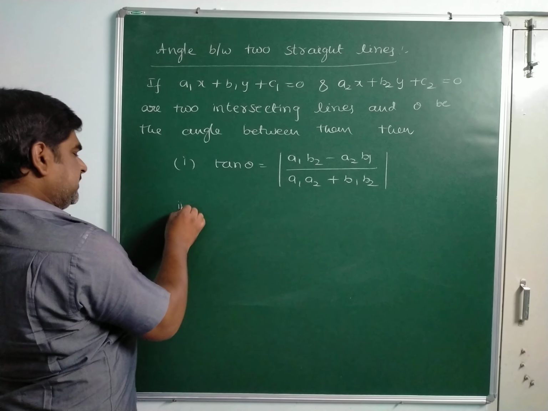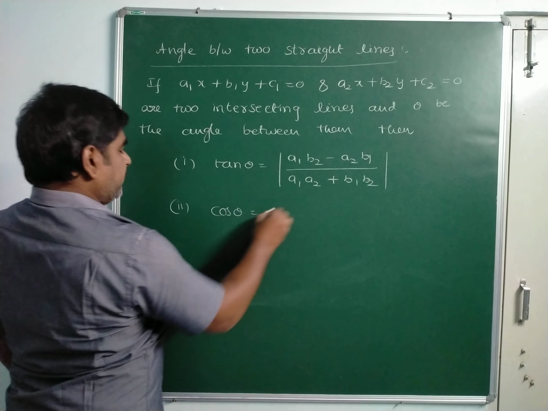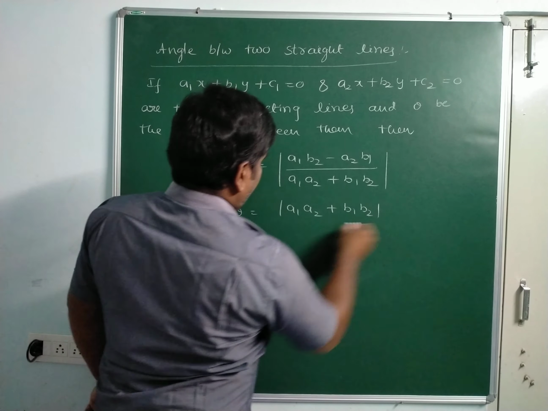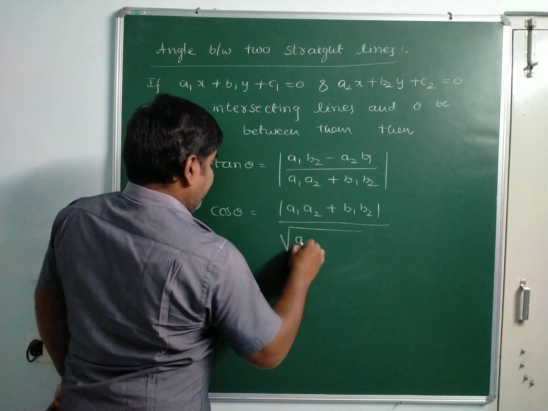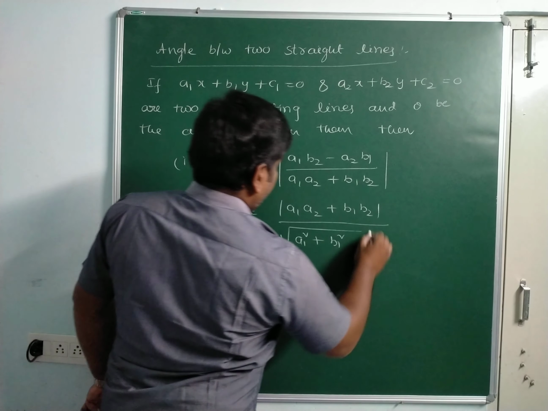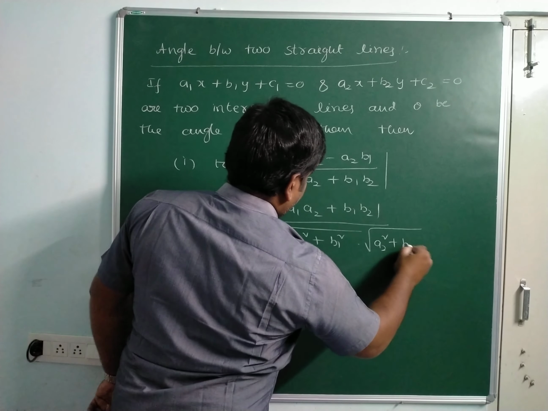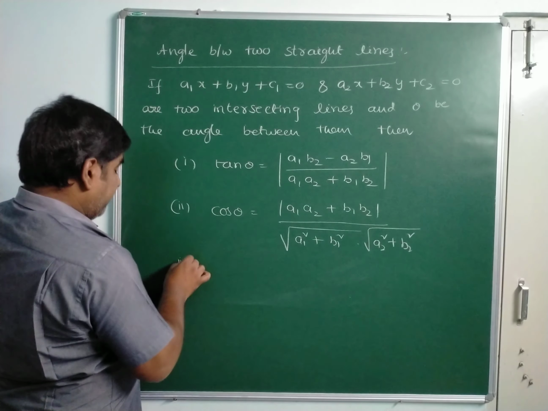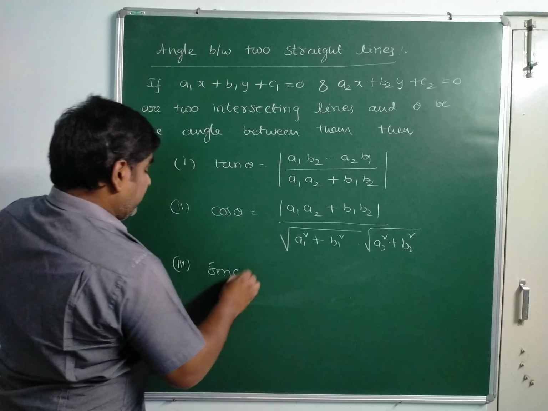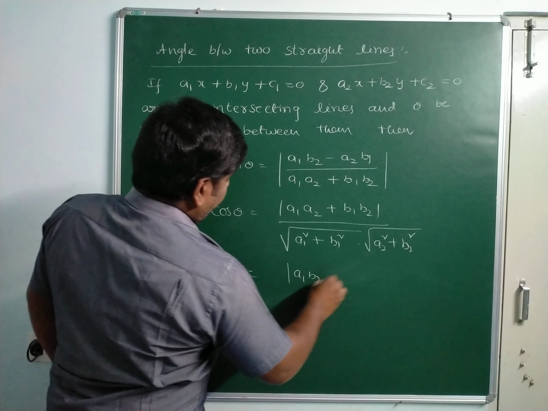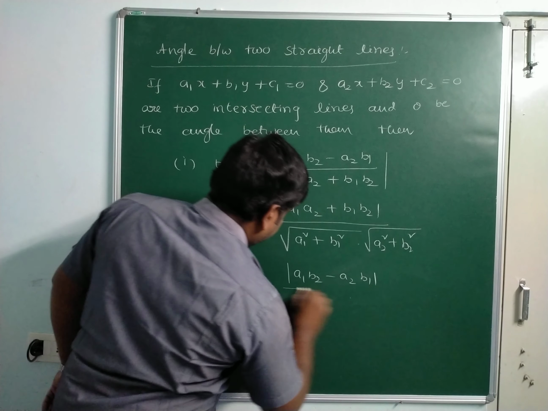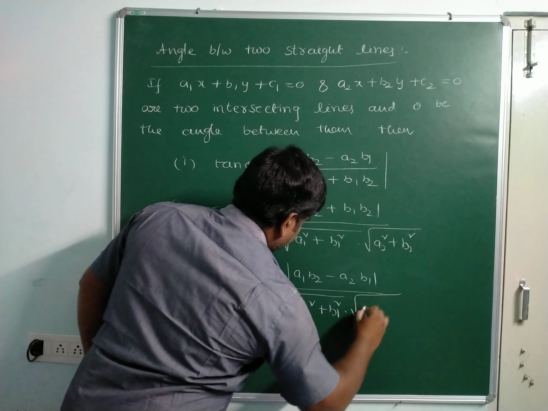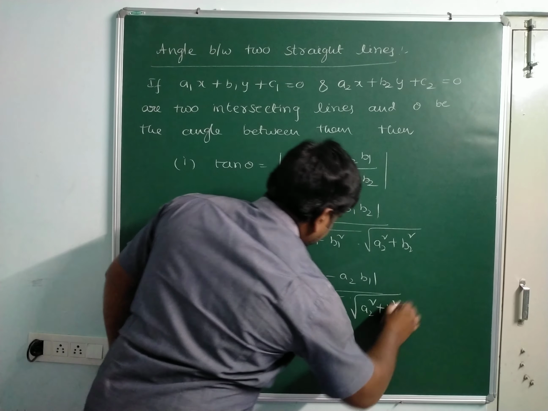The second one is cos theta equals modulus of (a1a2 plus b1b2) whole by square root of (a1 square plus b1 square) into square root of (a2 square plus b2 square). And tan theta we already wrote. Now the third one is sin theta. Sin theta equals modulus of (a1b2 minus a2b1) whole by square root of (a1 square plus b1 square) into square root of (a2 square plus b2 square).